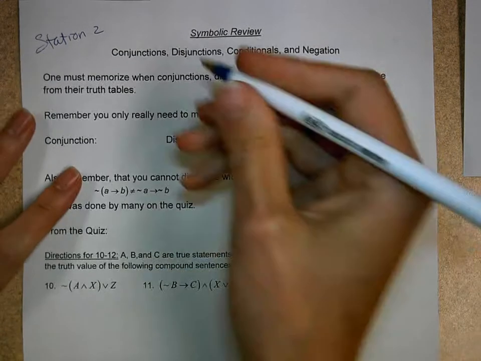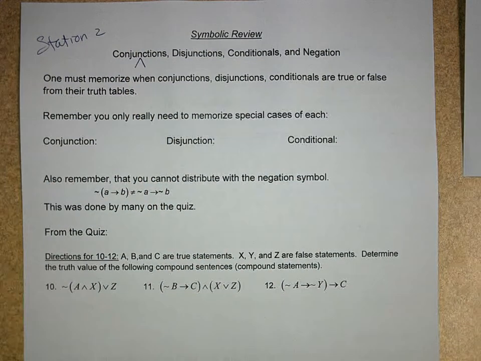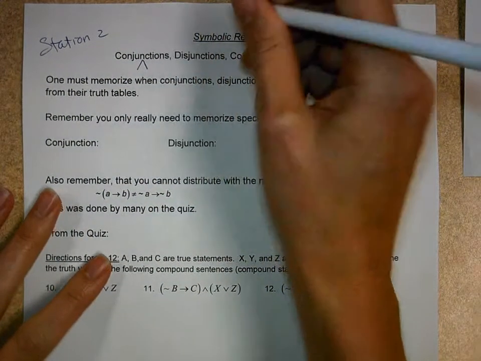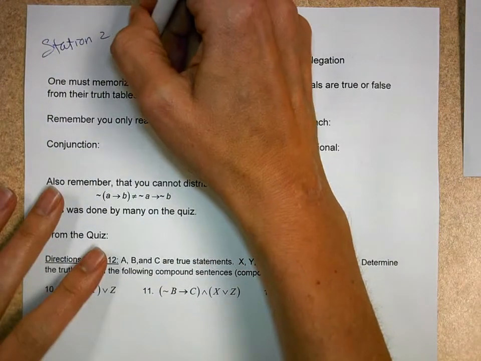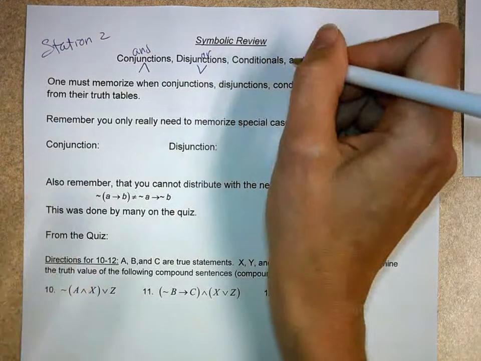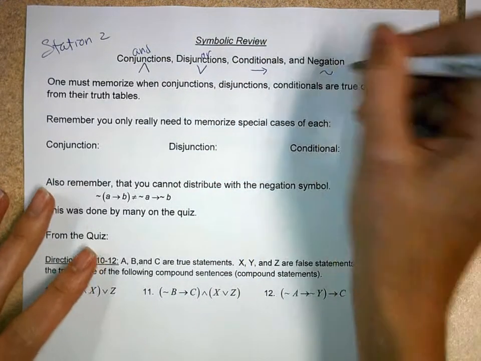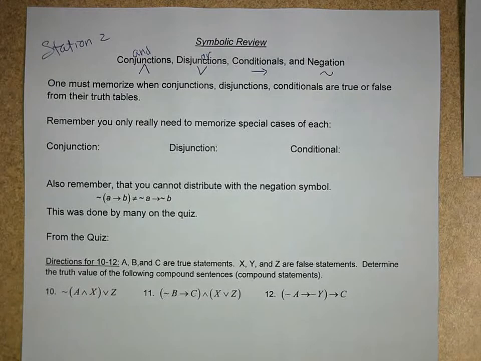Just remember, conjunction stands for the word and, and we use the and symbol to represent that, the capital A without the bar. A disjunction, remember, means or, so this is and, this means or. And then conditionals are if-then statements. We use the arrow to the right, and then our negation symbol, which means opposite, is the tilde sign.